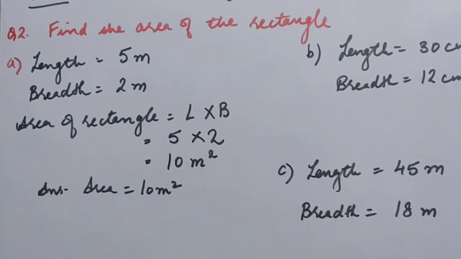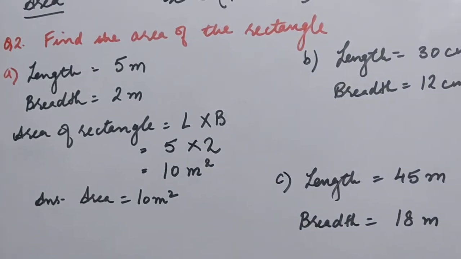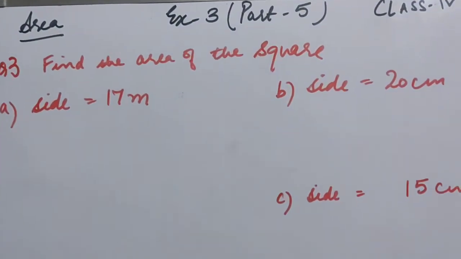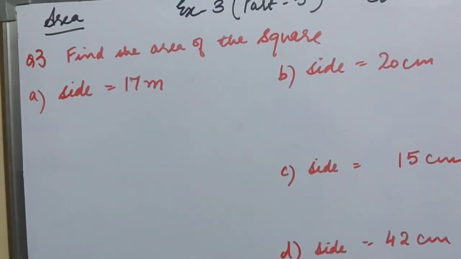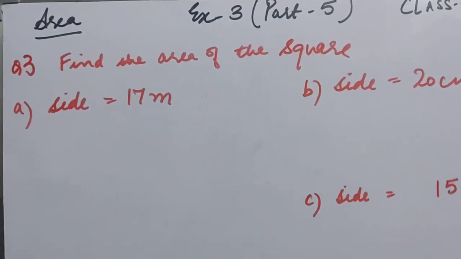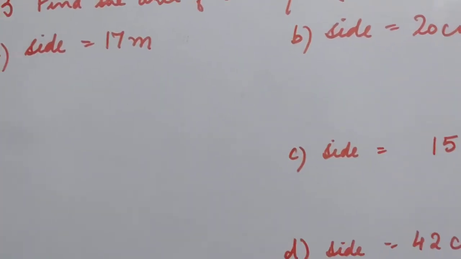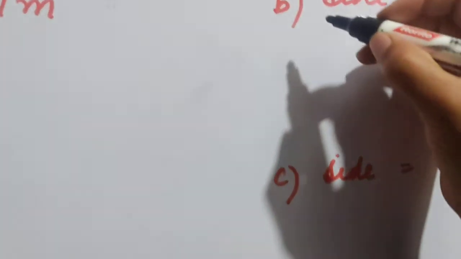We'll start with the third question, question number 3. Okay. So there are 4 questions. I'm going to solve only one. Find the area of the square. What is the formula for finding the area of the square? It is side multiplied by side. I'll solve the B part.